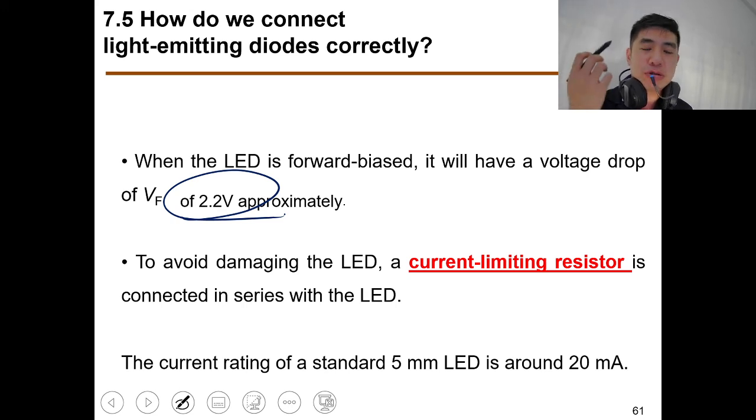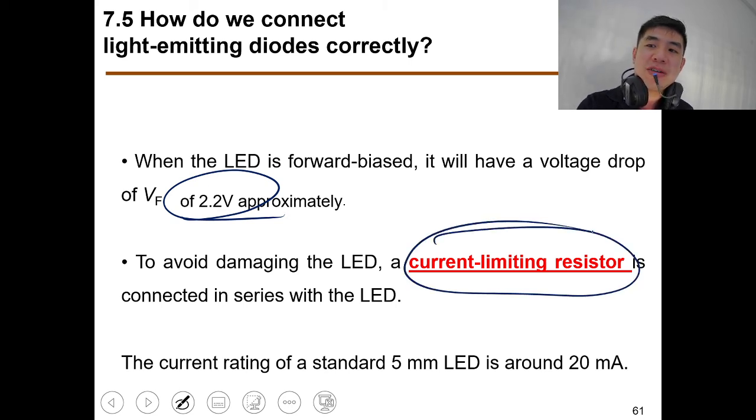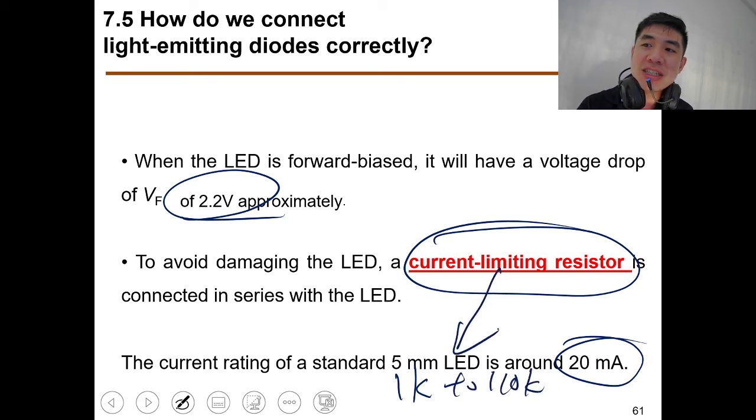To avoid damaging the LED, a current limiting resistor is used. Same thing, LED is also a diode. It must have a current limiting resistor. This is important. The current rating of a standard 5mm LED is 20 milliamps. 20 milliamps, very small, no? LED cannot take very high current, so don't put a super small resistor. Normally it is better to put about a 1K to 10K resistor as protection. Anything less than 1K, you run a risk of it being damaged. For a 5 volt standard supply, putting a 1K to 10K is very safe.